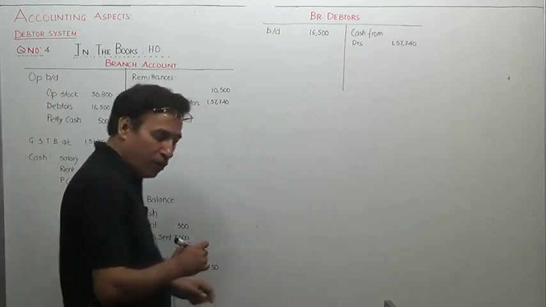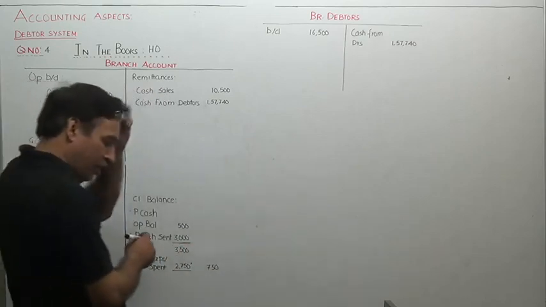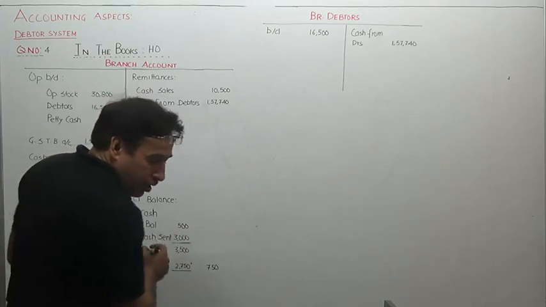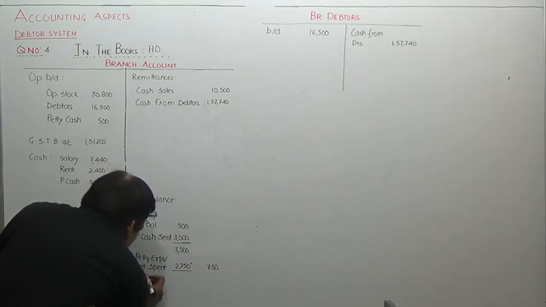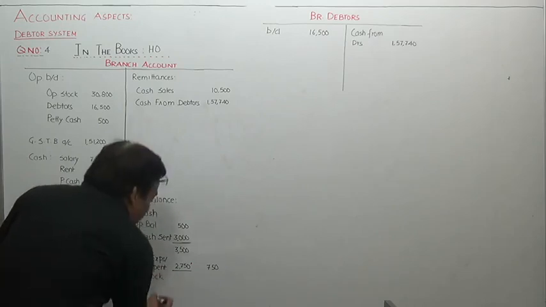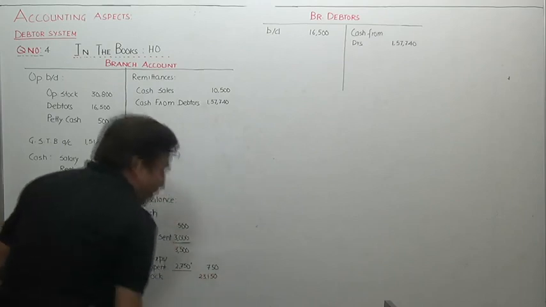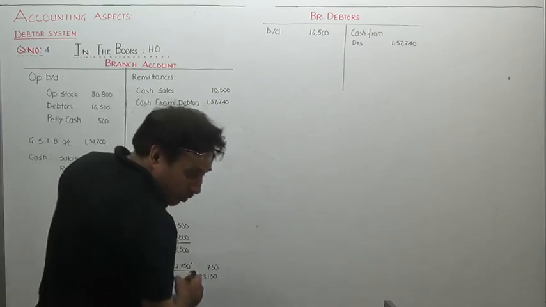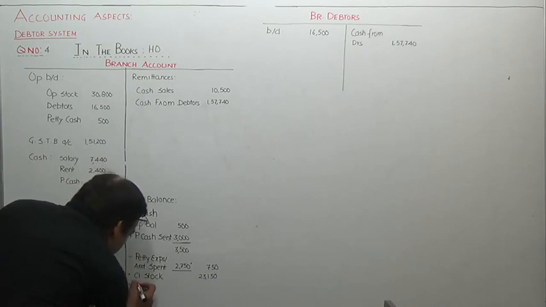Now the next point is closing stock. Now let me see whether it is visible in your screen or not. Yes, it is. So closing stock is 23,150. So I will write here closing stock, 23,150. Then we have been also given sundry debtors.